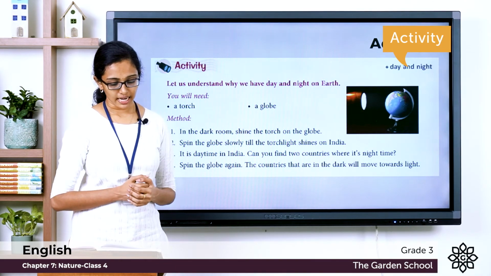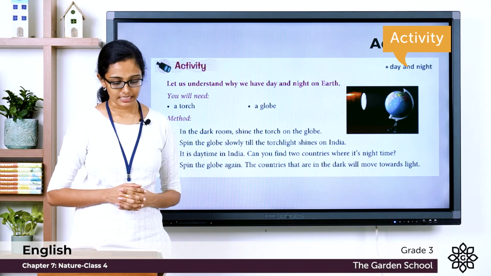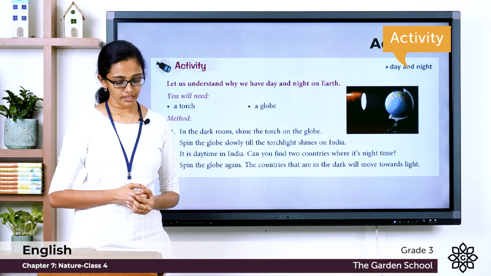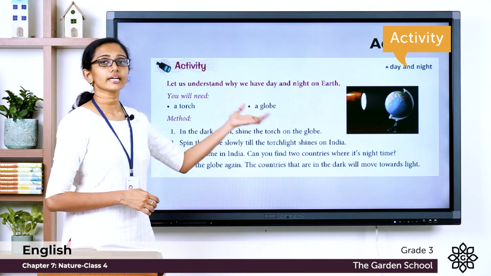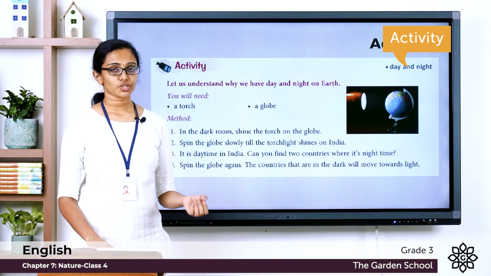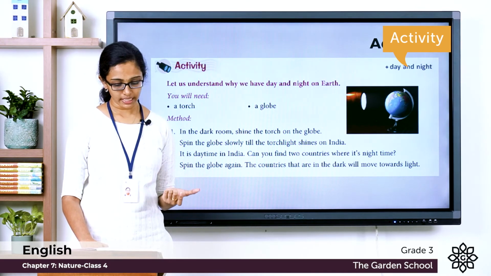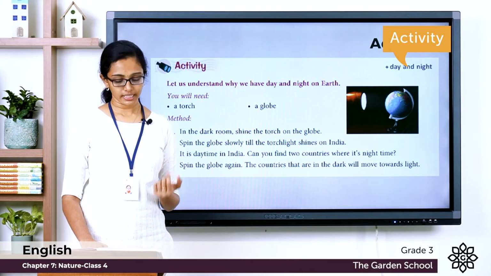Let us understand why we have day and night on earth. So it is an experiment described here, and for this experiment you'll need a torch and a globe. So let's see the method. In the dark room, shine the torch on the globe. Spin the globe slowly till the torchlight shines on India.